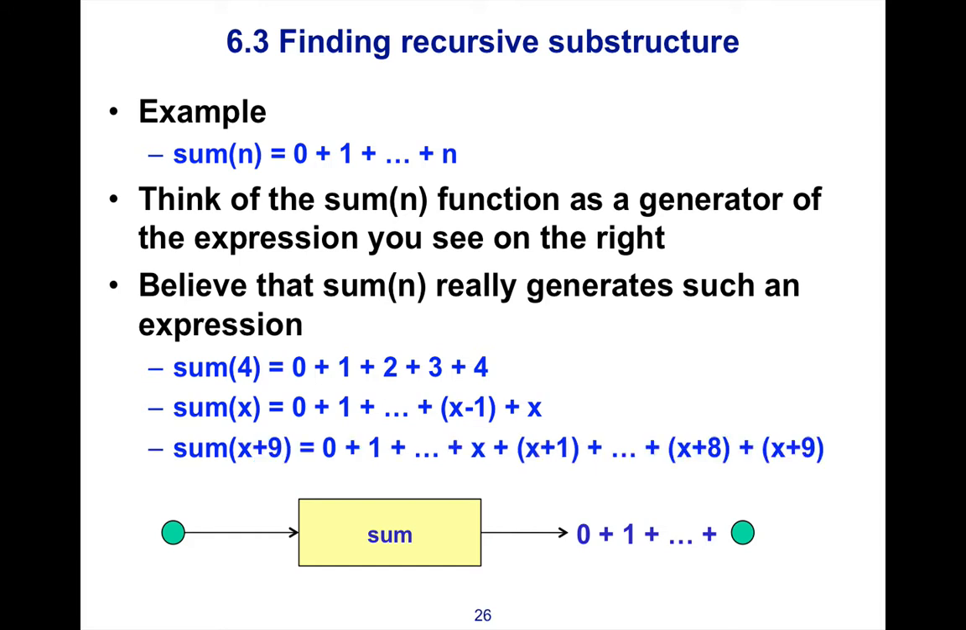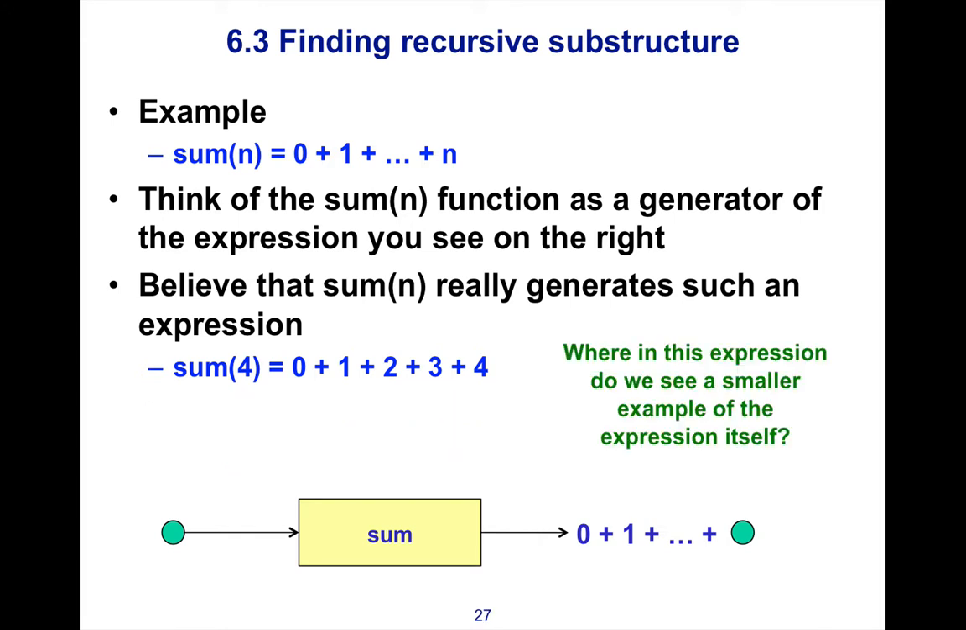Whatever value we put into the parentheses is the thing that shows up on the very right of the expanded expression. So if we look at sum of 4 and see it as 0 plus 1 plus 2 plus 3 plus 4, the question to ask ourselves is, where in that expression do we see the next smallest example of the sum operation? And it turns out it's 0 through 3. So if 0 through 4 is the big problem, 0 through 3 is a slightly smaller example of sum.